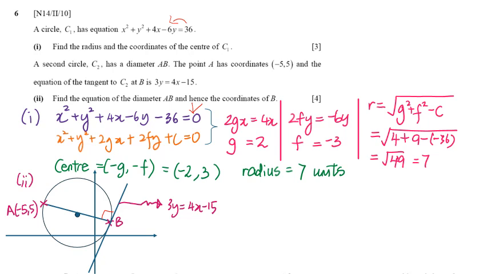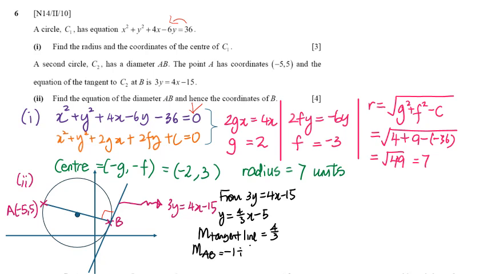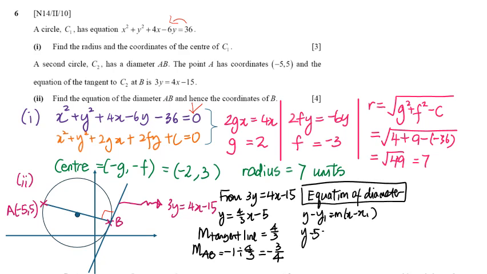So to find the equation of AB, you need the gradient, right? But we don't know what point B is, so we can only get it from the tangent line. The tangent line gradient is 4/3, and then the gradient of AB will be -1 divided by 4/3. Then we can use point A, because point A lies on the line AB, to find the equation of AB.